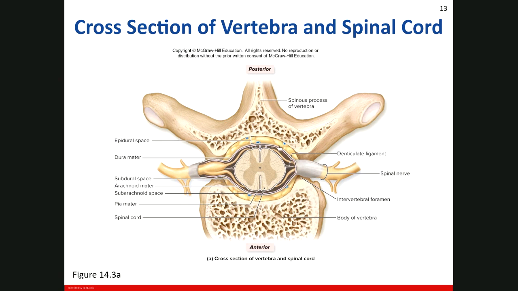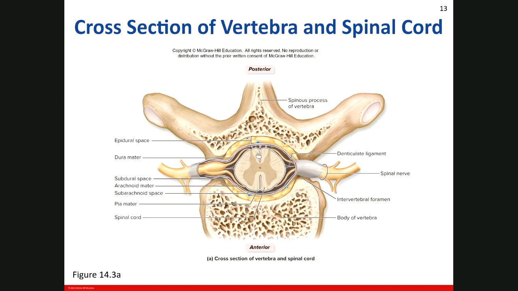You can see the gray matter inside and the white matter outside. Your gray matter has two dorsal horns and two ventral horns. You have gray commissure which can attach the right side and the left side of gray matter together. And you can see the central canal in the center of your spinal cord.